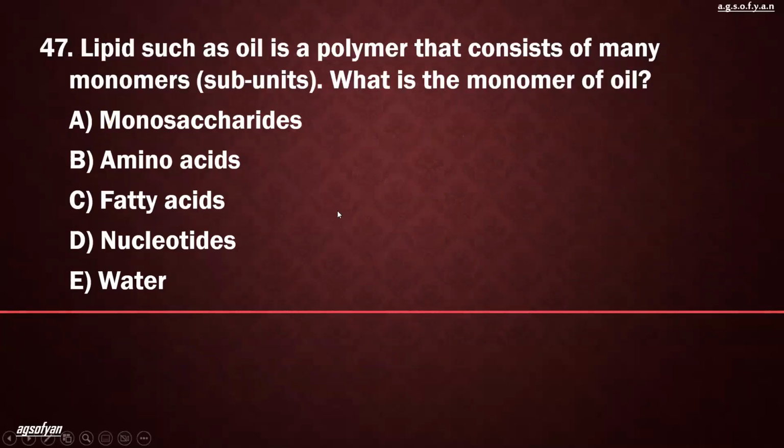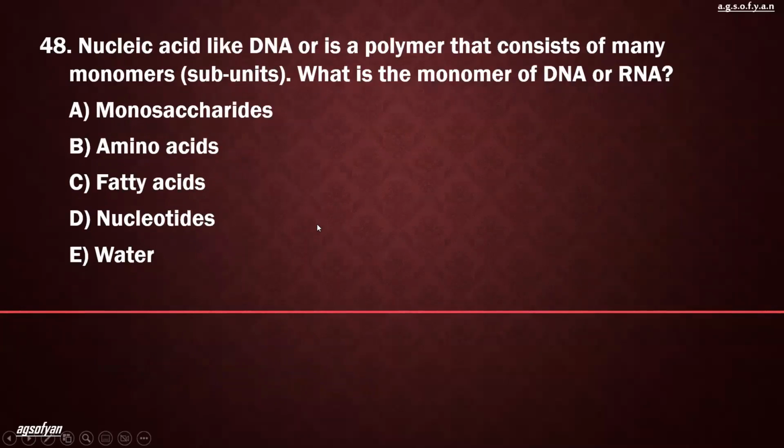How about lipids? What is the monomer called? Yes, fatty acid. How about nucleic acid like DNA? The monomer is called? Oh, the nucleotide. Yes, nucleotide. Okay, try to memorize them. So 4 things over there: proteins, carbohydrates, lipids, and nucleic acid.